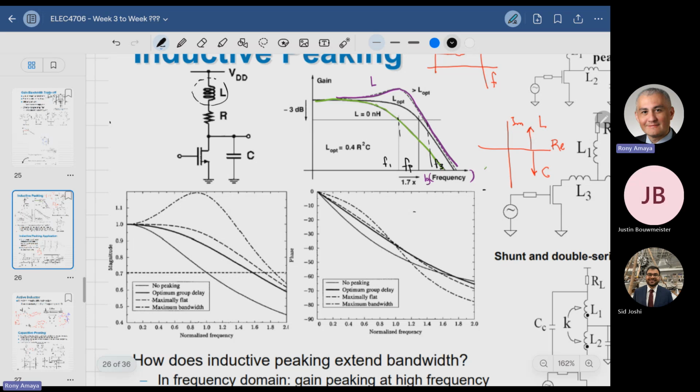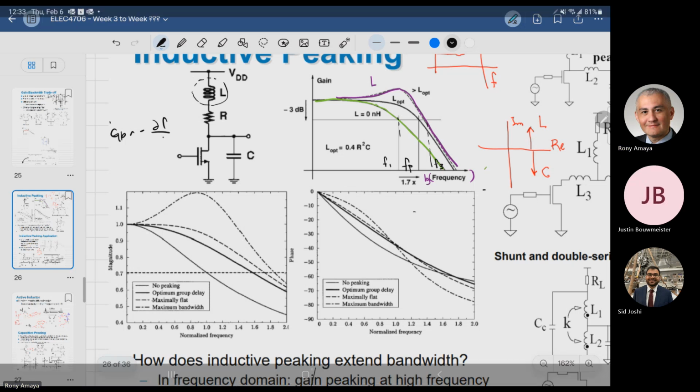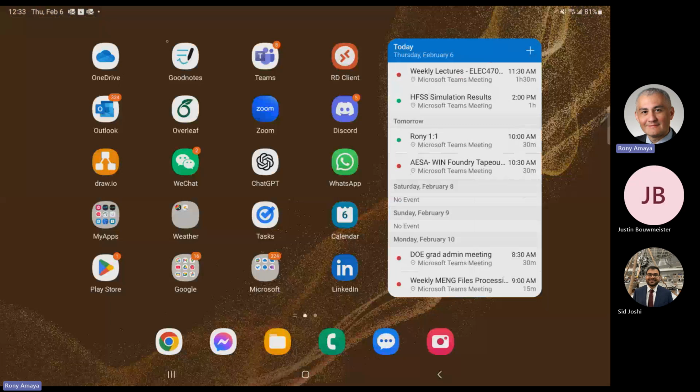So group delay, by definition, in a nutshell is delta phase over delta F, but there's a 2 pi factor in there.